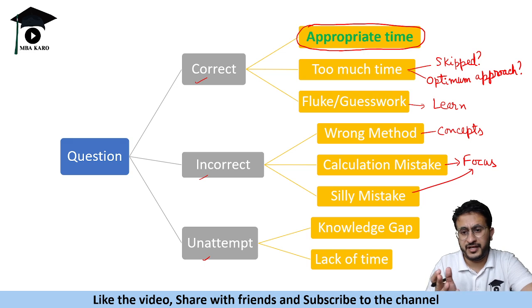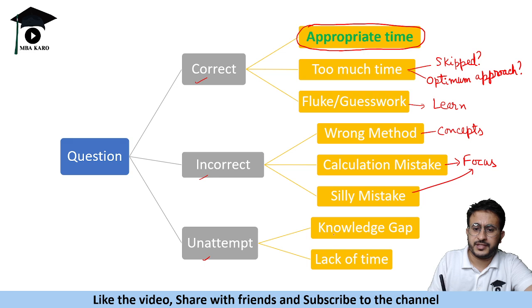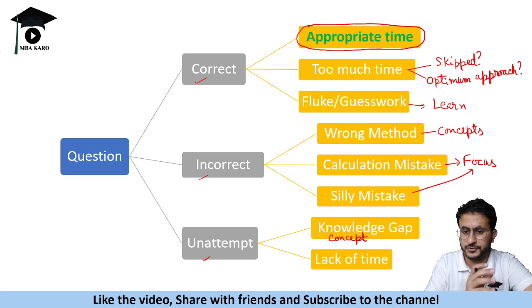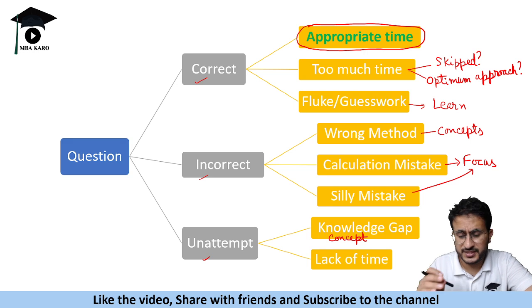Now you may not have attempted a question. What happens if you did not attempt because of a knowledge gap? That means you need to go back to the books and understand the concept or the method to solve that question. Suppose there was a question on permutation combination, so you need to learn how to solve those questions. Or let's say there was a question on algebra or some question which you did not know how to solve, so go to the concept and learn it.